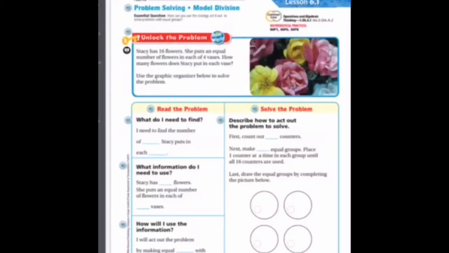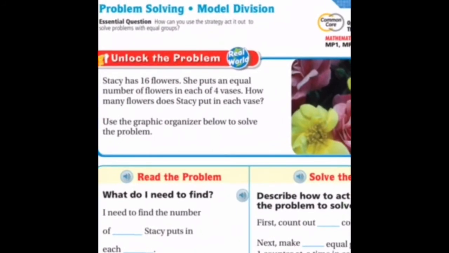Alright, boys and girls, today we're on page 301, lesson 6.1. We have moved into division. Doesn't that sound fun and exciting? Or maybe scary, I'm not sure. It won't be that bad though, I promise. So we're on modeling division today.